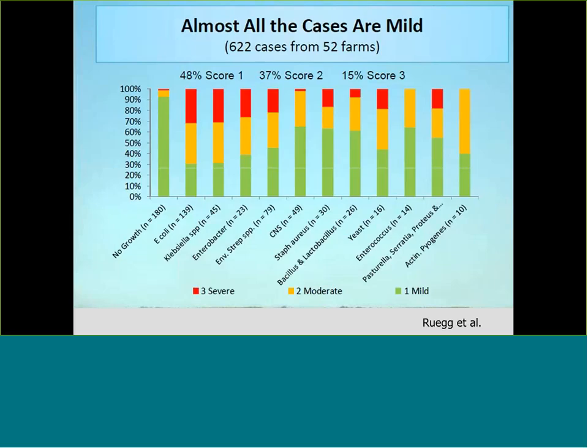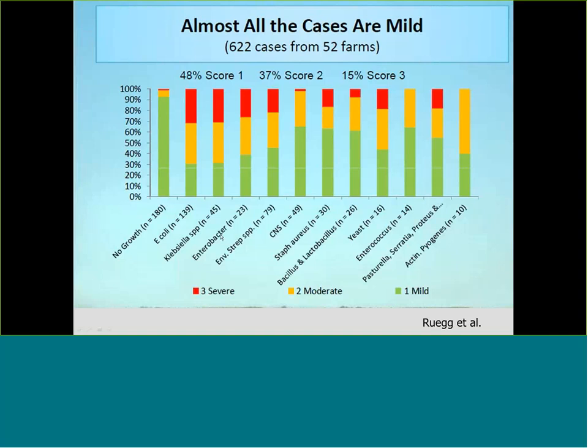So here is data from 622 cases across 52 different dairy farms in Wisconsin. And if you'll note, again, 15% of those are score 3, those severity score 3 where the whole cow is sick. That's the red bars. Even if we break this down by pathogen or bug type, the baddies like E. coli and Klebsiella, still not more than 30% of those cases are systemically ill with a severity score of 3.